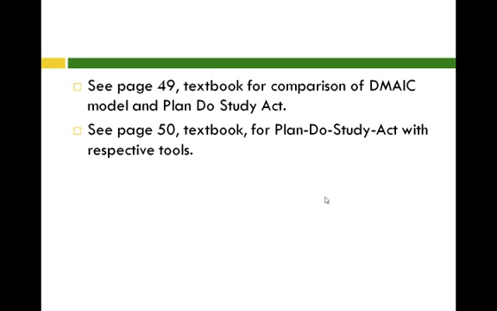On page 49, as I said, you can see a comparison of the DMAIC model and the Plan, Do, Study, Act cycle. On page 50, you can see the Plan, Do, Study, Act cycle with the respective tools. So for example, in the first row, in the planning phase, you may recognize a problem or issue exists. The tools that you may use for that are surveys, run charts, Pareto charts, histograms, check sheets, audits, or focus groups. So from those tools you take off the information.